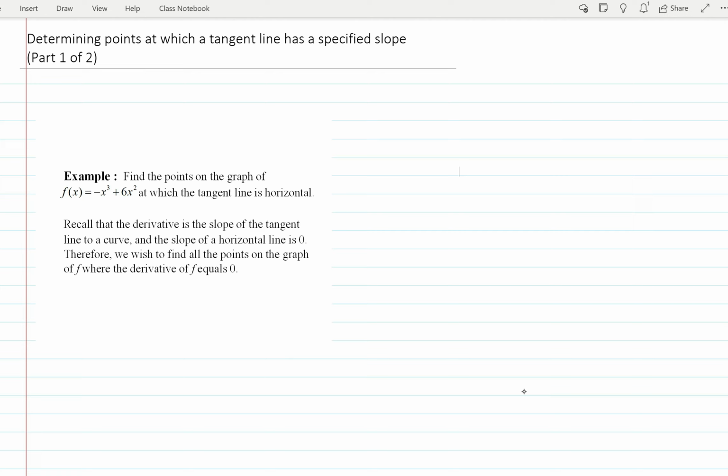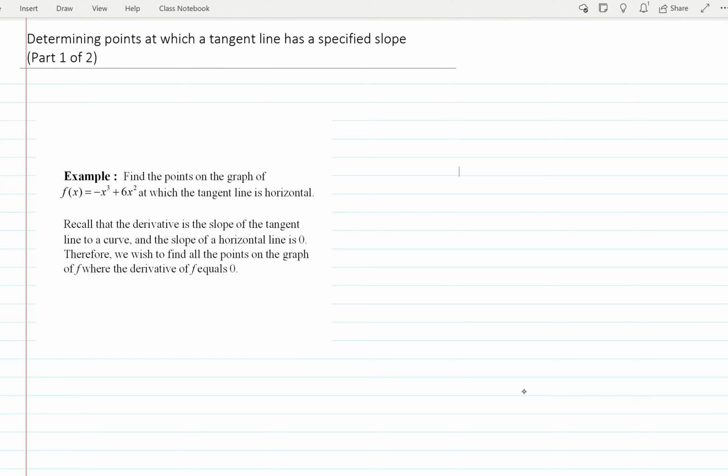Everyone, in this example, we're going to be determining points at which a tangent line has a specified slope. So in our first example, it says find the points on the graph of f of x equaling negative x cubed plus 6x squared at which the tangent line is horizontal.